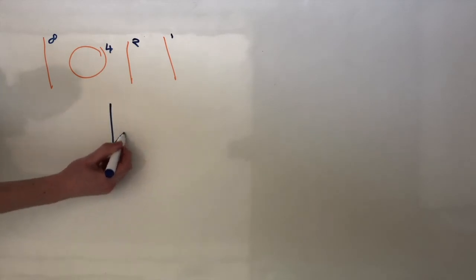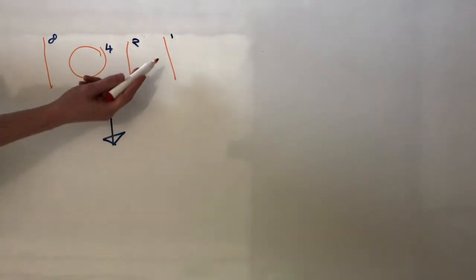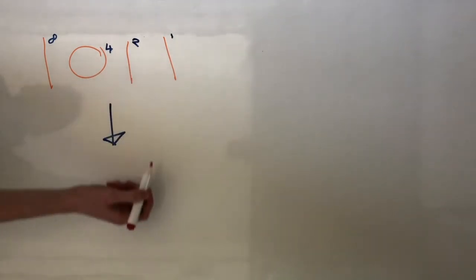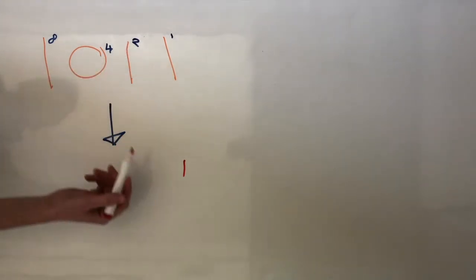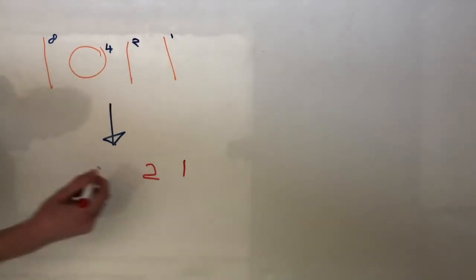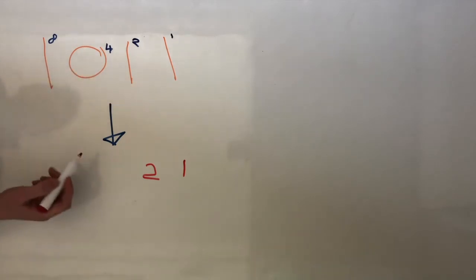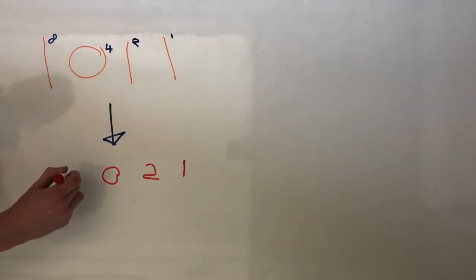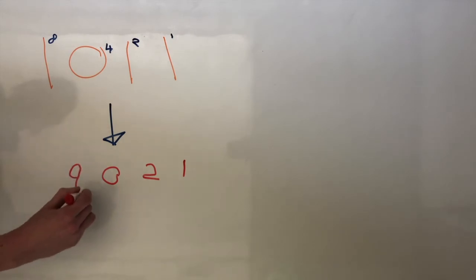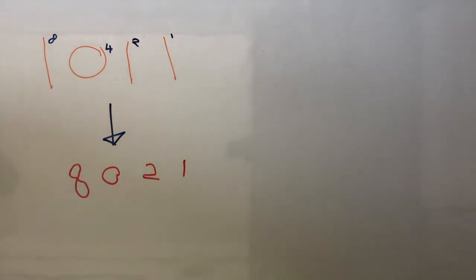Then we're going to go a line down. We're next going to say, okay, is the number 1 on? Well, it's representing a 1, so yes, it is on. Is the number 2 on? Yes, because there's a 2, so I'm going to have a 2. Is the number 4 on? No, because there's a 0, so I'm going to have a 0. And is the 8 on? Yes, it is, so I'm going to have an 8 like so. Now I have 8, 0, 2, and 1.